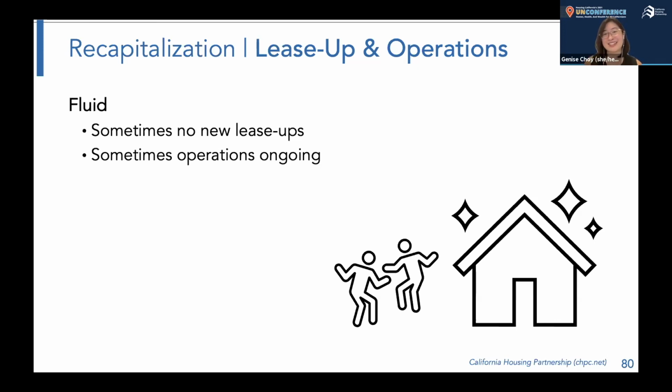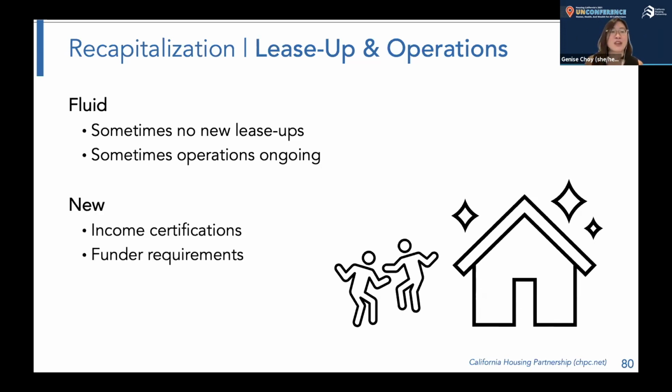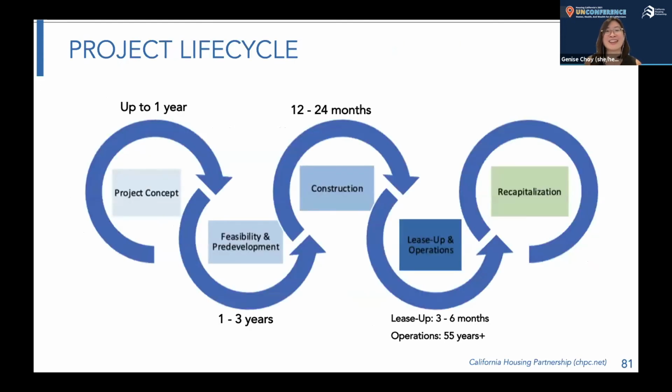So in the end, you have a nicer building and maybe happier tenants, but it's not as stark a transition from construction to lease up. You will have some new funder requirements though, depending on who your new funders are. And if you're getting a new set of tax credits, the property management team will have to do a new set of income certifications to make sure that tenants meet the income requirements for this new round of credits.